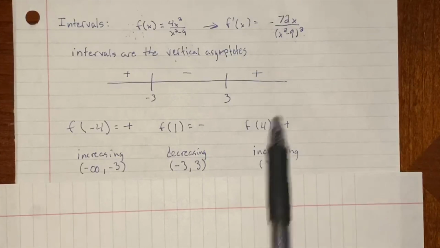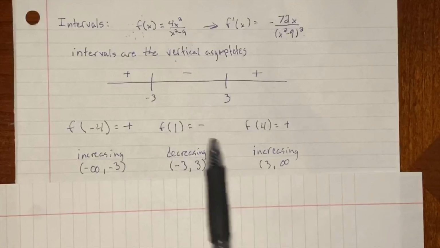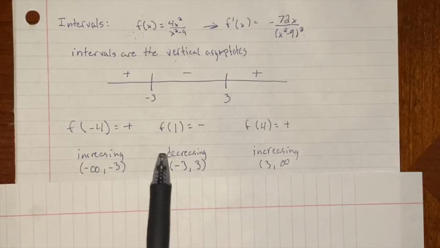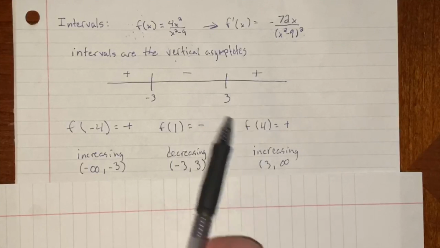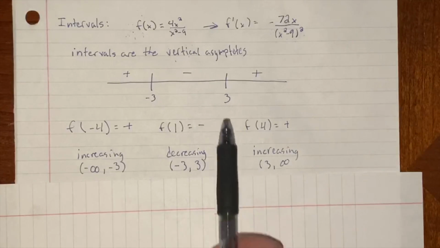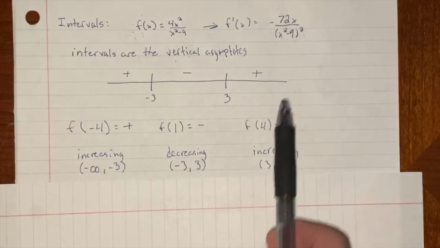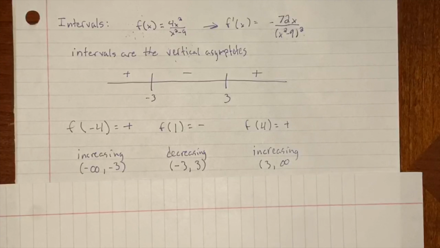So the next step is to find the intervals. Now the first thing you're going to need is the derivative, which I already showed you how to find. Now what you're going to do is use the asymptotes as sort of markers. You're going to find any number from negative infinity to negative 3, a number between negative 3 and 3, and then any number from 3 to infinity. You're going to plug that all into the derivative. If it's positive, it will be increasing. If it's negative, it will be decreasing. So we know that it will be increasing from negative infinity to negative 3, decreasing from negative 3 to 3, and increasing from 3 to infinity.